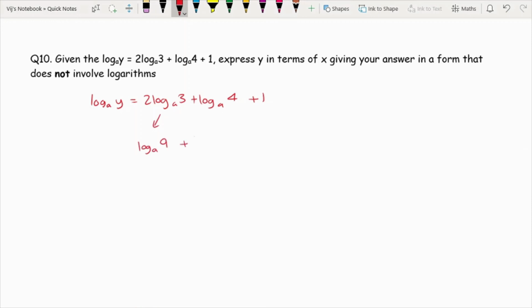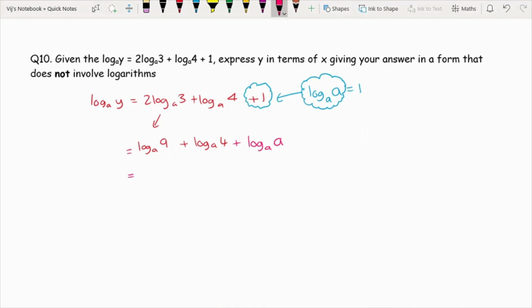Now, although I can work with this as being log_a 9 plus log_a 4, now the sneaky thing is that this plus 1. In order for me to write the right-hand side as a single logarithm, everything's got to be written as a log. Now, with regards to the 1, this plus 1 here, I can write this as a log. Because we're dealing with base a, if I have log to base a of a, that's going to equal 1. So I'm going to replace the 1 with log_a a, so plus log_a of a.